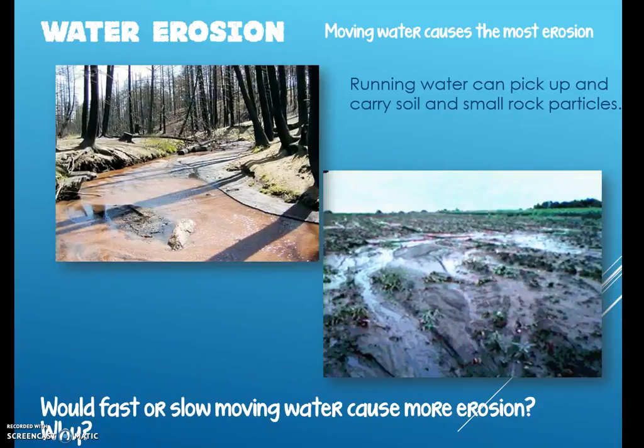So what would cause more erosion, fast or slow moving water? The answer would be fast-moving water because it has more energy, it has more momentum, and it's easier for it to pick up and move those particles.